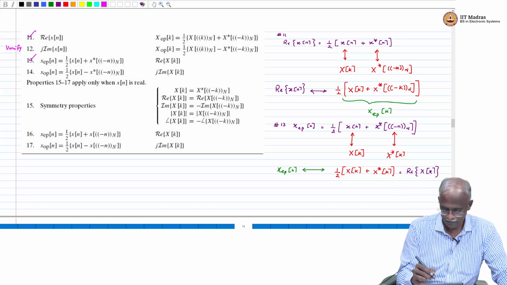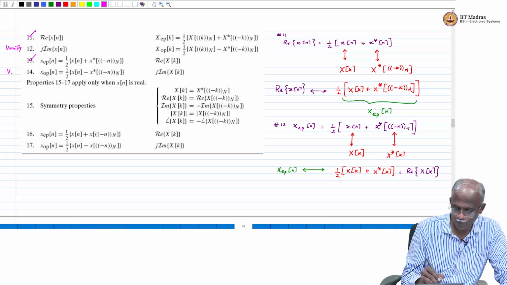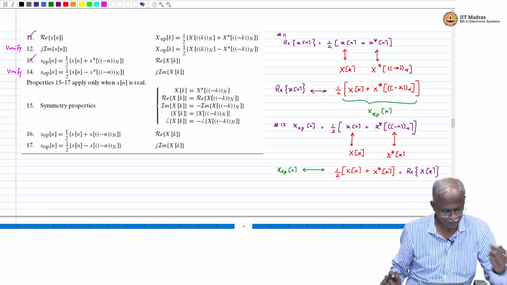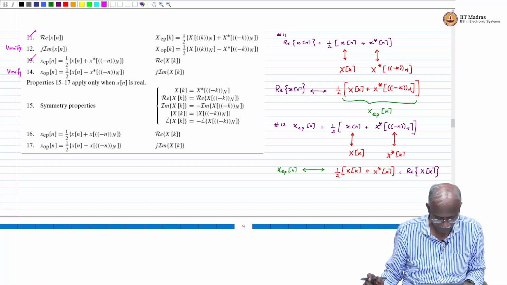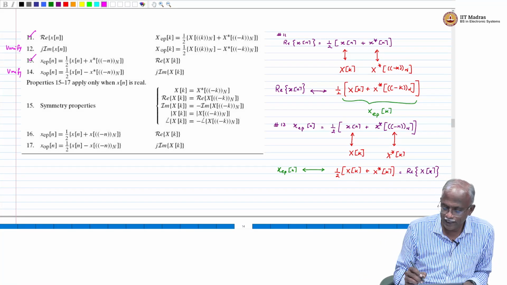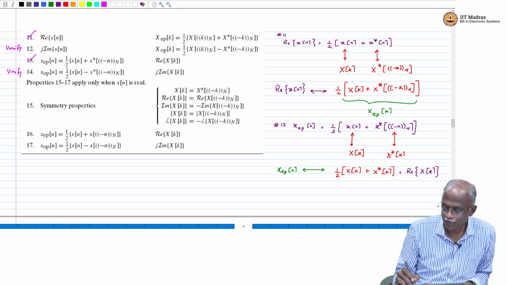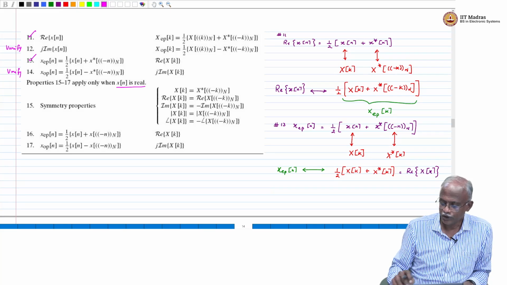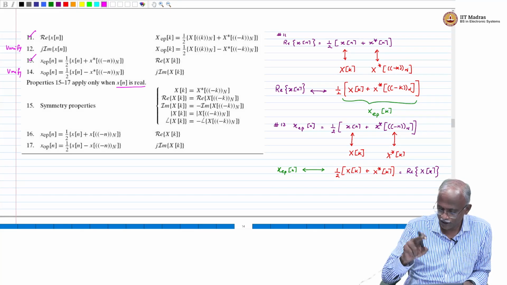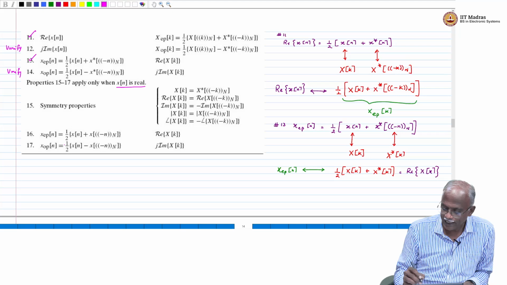Same way, please verify property number 14. Verify property number 14. It's not difficult at all. Now finally come the unique properties when x of n is real. We have already shown some of these results, but what is important is when x of n is real, then here are the important results.